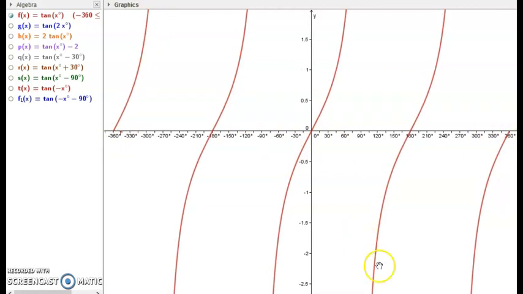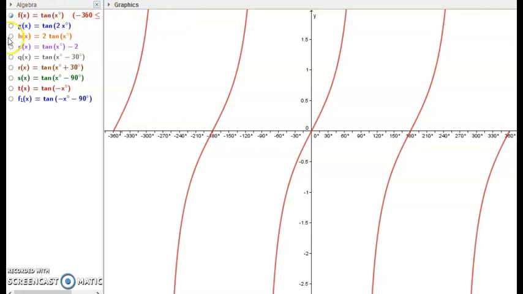When we look at this function, we will see at 90 degrees we will have an asymptote. What is an asymptote? An asymptote is a line that the graph doesn't touch. Likewise, at 270 degrees we also have an asymptote. At negative 90 degrees we also have an asymptote, and at negative 270 degrees we also have an asymptote for the standard graph of tan of x.